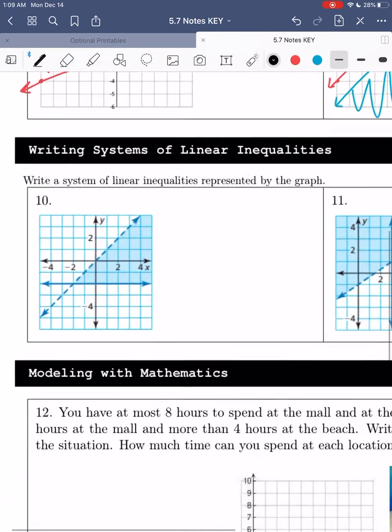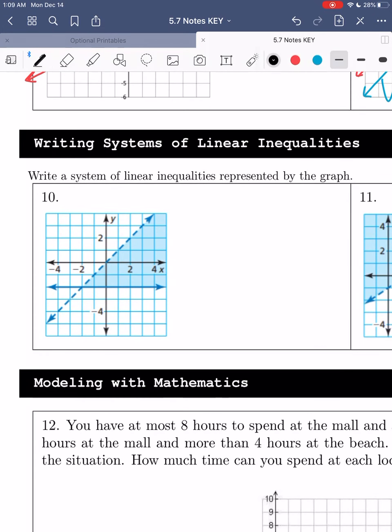Okay, write a system of linear inequalities represented by the graph. So this is going to have 2 inequalities. We're going to have one for the dashed line and one for the solid line. So for the dashed line, first off, I'm just going to pretend that it's a solid line. So it should be y equals mx plus b. So the slope, if I counted that, that's just up 1 block over 1 block. So it's going to be 1x or just x. And the y-intercept is 0. So that's just x. This is a dashed line and the shading is happening below that line. So this is just y less than x.